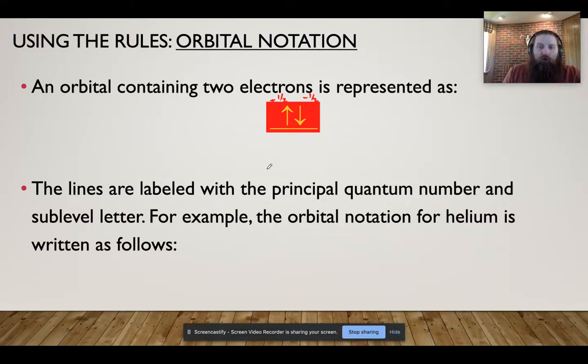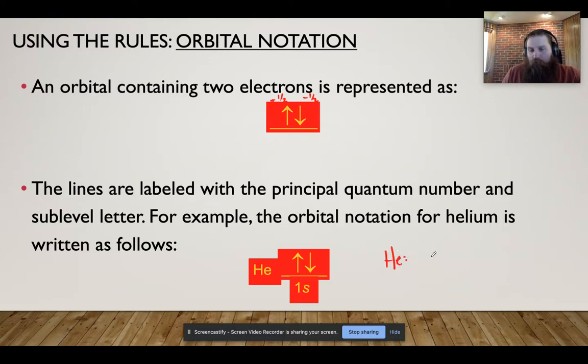Make sure you label the blanks. So if I wanted to do helium, I would write helium, 1s, up, down. That's how I'd read that, up, down. So I would say helium, 1s, 2. Now, on PowerPoint, I can't do this half arrow. It does this whole arrow. If we want to be really correct, don't do the whole arrow. Use a half arrow because it's up 0.5 and it's down 0.5.